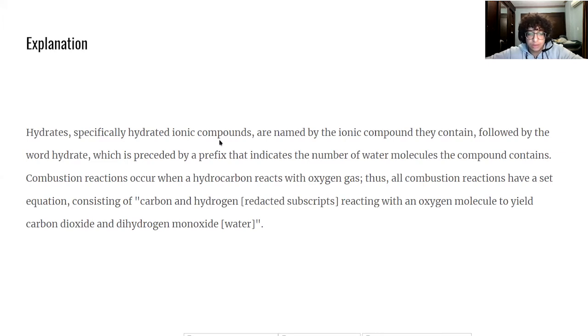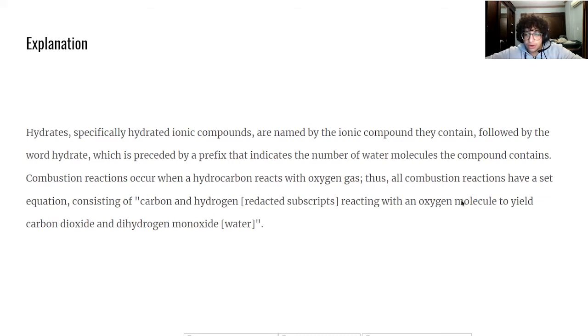As for combustion, combustion reactions occur when a hydrocarbon reacts with oxygen gas. Thus, all combustion reactions have a set equation consisting of carbon and hydrogen, redacted subscripts, reacting with an oxygen molecule to yield carbon dioxide and dihydrogen monoxide or water. And about the redacted subscripts part, carbon and hydrogen, they each have one subscript that is not given, and that's what's usually going to be answered inside the question. You're going to be needing to find the subscript for each one.